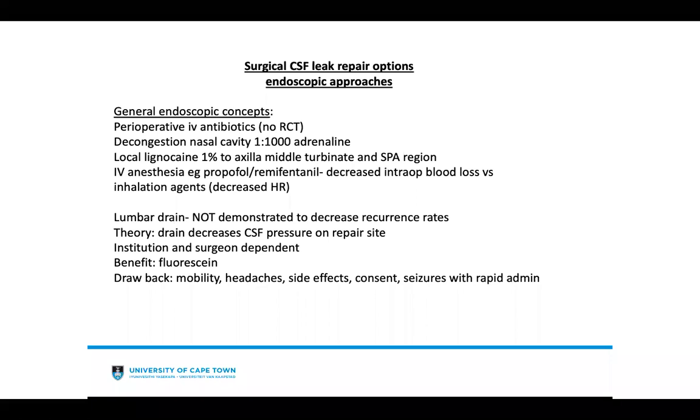With regards to lumbar drains, as we mentioned, they have not been demonstrated to decrease recurrence rates, but the theory for lumbar drains is that they assume that the drain will reduce the CSF pressure on the repair site. So lumbar drains are very much institution and surgeon dependent. If you have lumbar drains, you can obviously use fluorescein, but the drawback is that you can have seizures. You need very special consent if you're going to use fluorescein. Patients can have headaches, and obviously when you have a lumbar drain, you have reduced mobility whilst in hospital.